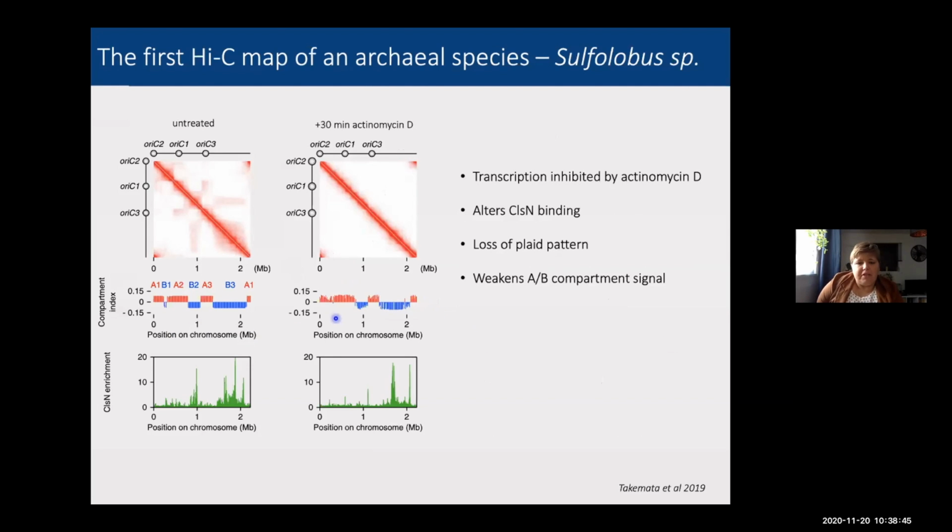They went one step further and showed that when they inhibited transcription with actinomycin D, in the Hi-C map you lost this plaid pattern. You had a redistribution of the ClsN binding across the genome. For example, it was lost in this B compartment, and as a result you had a weakening of this compartmentalization signal. So they concluded that transcription was really driving this structure, and changes in transcription mediated ClsN binding, and this caused a change in the chromosome organization.